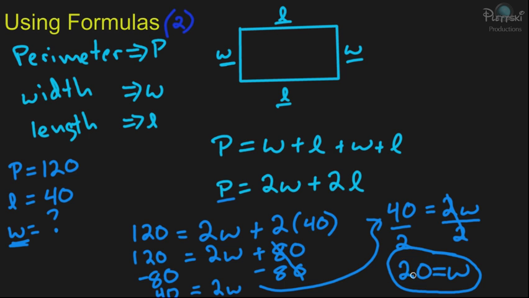Now let's check to see if we did that right. If we look back up at our picture here, the width we found was 20. So both sides of the width are going to be 20. And then length was given. Length was 40. And if we add up all of those, we should get the perimeter, which was 120.